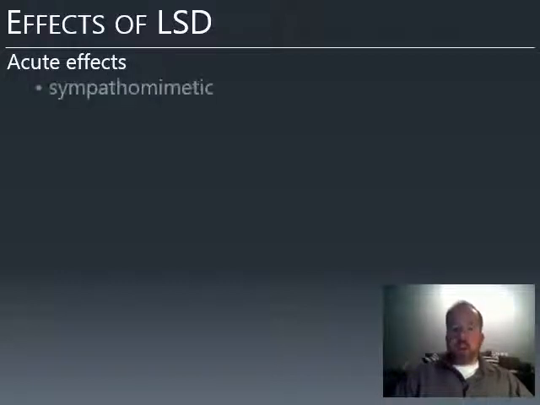So what are the effects of LSD? Well, first, it's a sympathomimetic. What does that mean? Well, it means it acts like it's activating the sympathetic nervous system. So you get things like pupil dilation, and that's a famous sign of hallucinogen intake. You also get increase in heart rate, increase in body temperature.